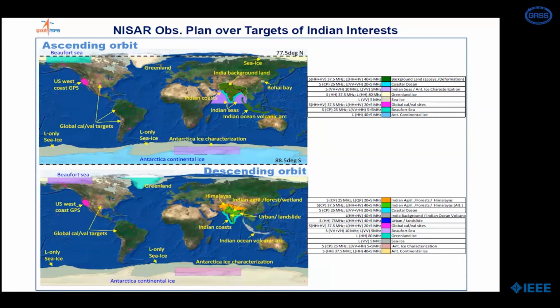The data will be acquired either in standalone S-band mode, standalone L-band mode, or as a joint acquisition of L and S. That means the L and S sensors will be switched on at a time. Simultaneously, you can image the target so that you can observe both L and S-band. Based on the range bandwidth, whatever I told you last time, the configurations are fixed for the different themes, like dual mode, single mode, CP, and the full polarimetric modes.